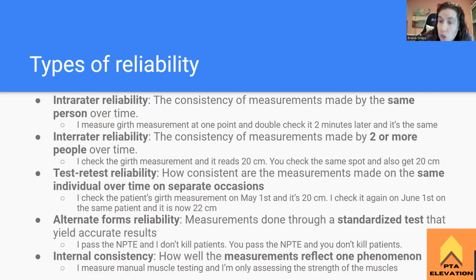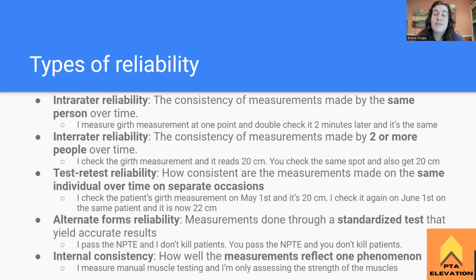Inter-rater reliability, on the other hand, is the consistency of measurements made between two or more people over time. For example, I take the girth measurement and it reads 20 centimeters. I hand the measuring tape to you and say, you do it. You measure the same spot and you also get 20 centimeters. We have taken the same approach to measure the girth of this individual, and we both get the same measurement. Therefore, our mechanism is reliable because we are having consistent measurements between two or more people. If I measure it and then measure it again later, that would be intra-rater. But this is two different people, like me and my PT, because we're not the same person. We both do the measurement and we see what we get.